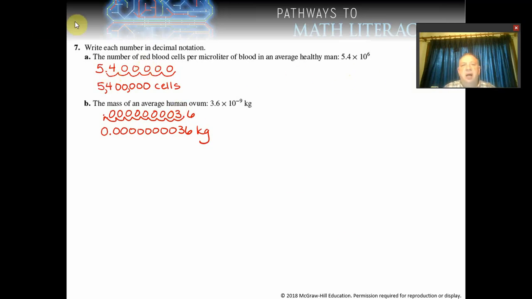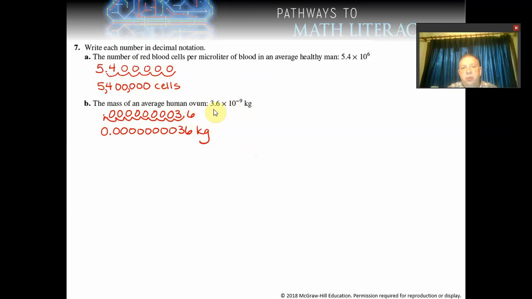So here again, this is the number of red blood cells per microliter of blood in an average healthy man, 5.4 times 10 to the 6. We're going to write this out, 5.4. We're going to start with what we have and then add 6 places to the right, adding zeros as needed: 1, 2, 3, 4, 5, 6. So then I just rewrite it, marking off every 3 just to keep us up in powers of 10 to the third. 5,400,000 cells.